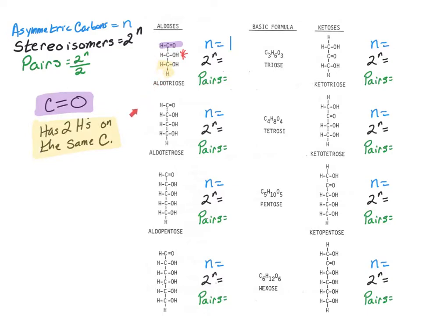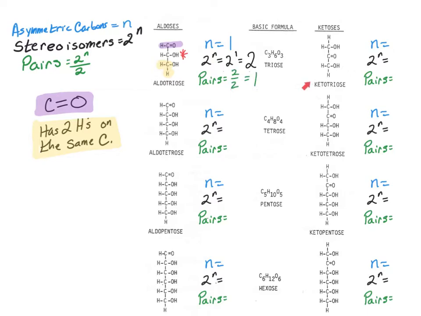And then that means that there are 2 to the power of 1 stereoisomers. 2 to the power of 1 is 2. And so we have 2 stereoisomers. How many pairs is that? We just cut that in half. We end up with 1 pair.